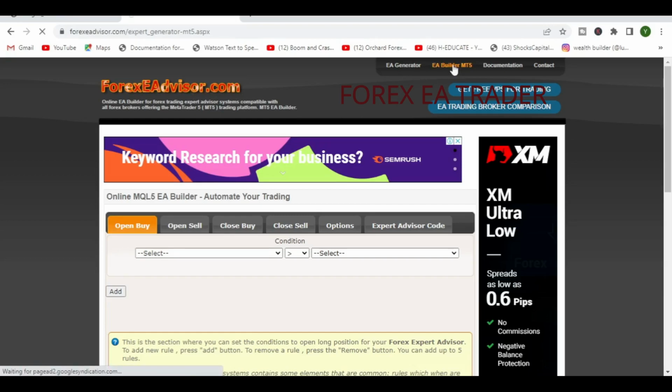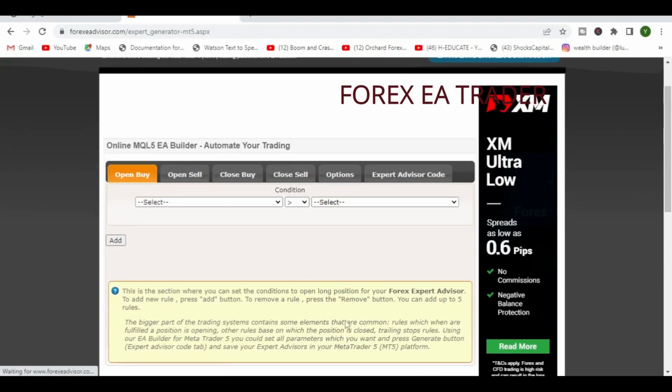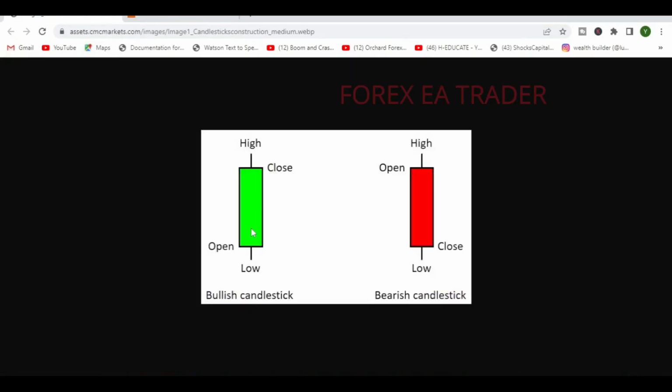So here we are on MT5, and to understand our candles, this is what a bullish candle looks like, and this is what a bearish candle looks like. All candles are the same in this scenario, with the high and the low. But when it's a bullish candle, the open price is always below the closing price. Then you know that's a bullish candle. And if the open price is at the top and the closing price is at the bottom, then you definitely know that's a bearish candle.